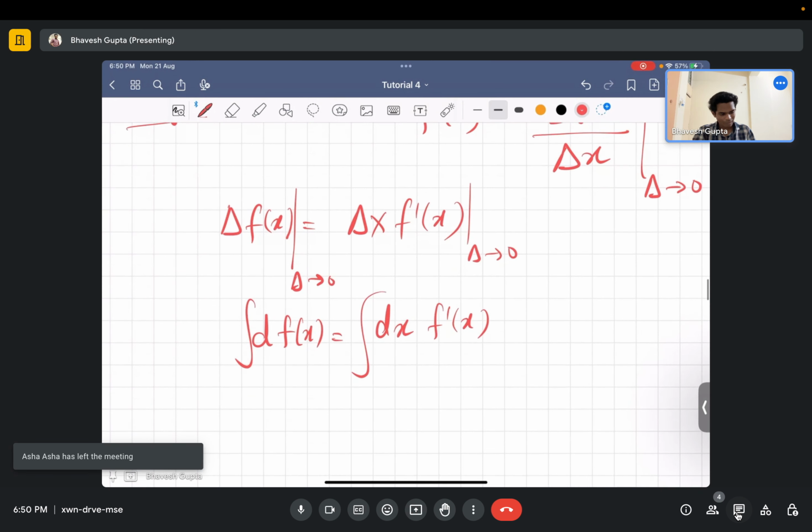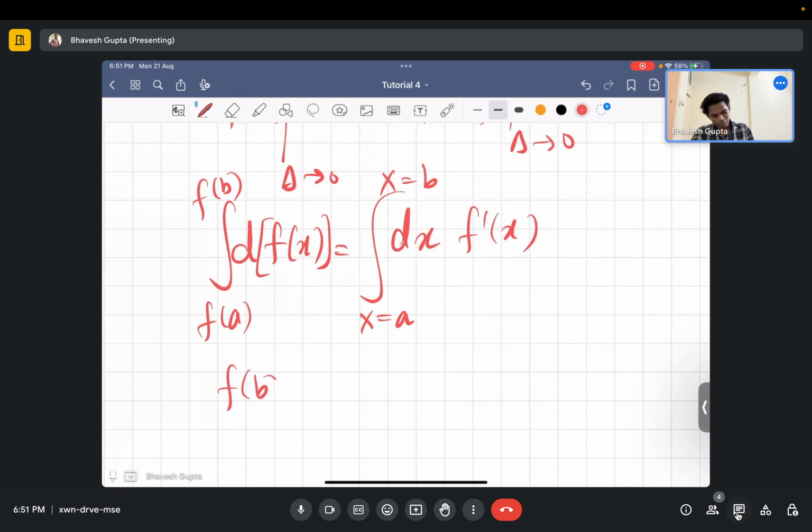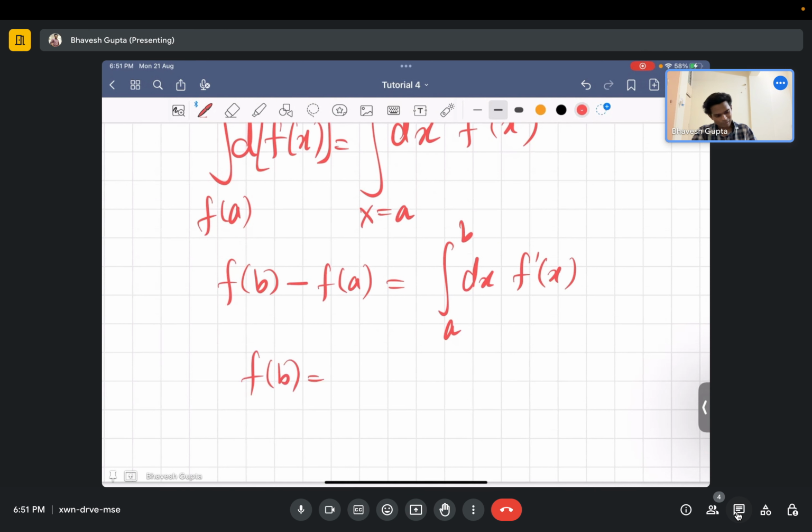Okay. And over here, let's say I started with x equal to a, and I'll end up at x equal to b, because I want to calculate till x equal to b. Over here, I'm calculating from x equal to a. So what do I see here? f of b minus f of a, and over here we just have this derivative integration. So what do you see here? This is your answer.